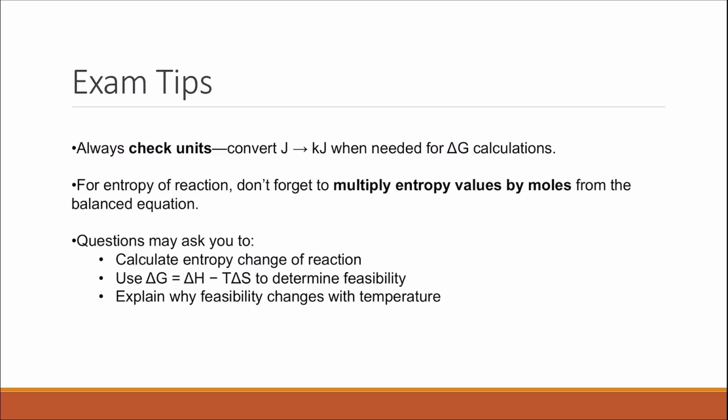Some exam tips: always check the units, convert the joules into kilojoules, because this is what we need to do when we calculate the delta G. For the entropy of a reaction, don't forget to multiply the entropy values by the moles of the balanced equation. Questions you might be asked: calculate the entropy change of a reaction, as we've seen before, use the delta G to determine the feasibility, or explain why the feasibility changes with temperature.